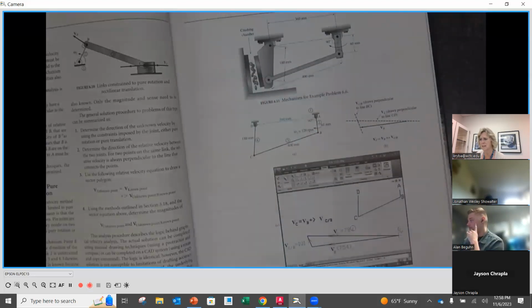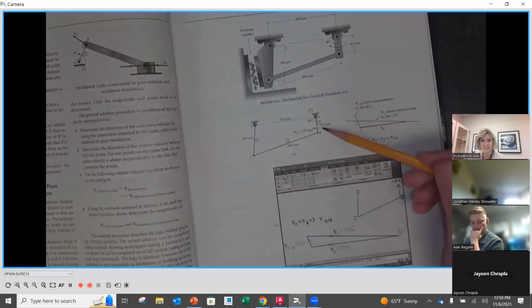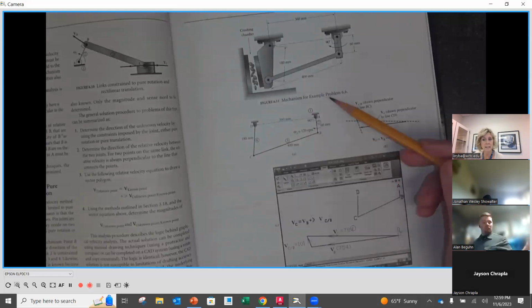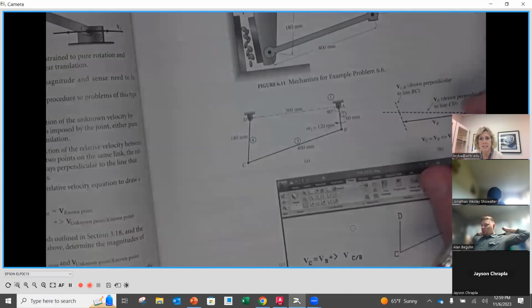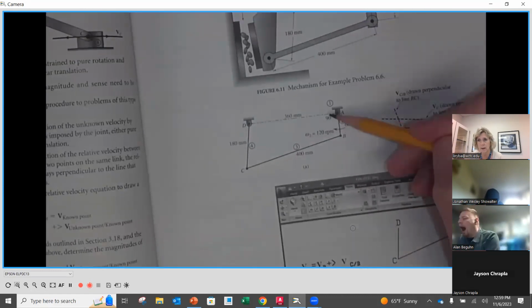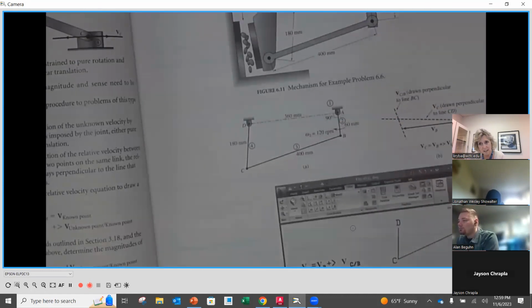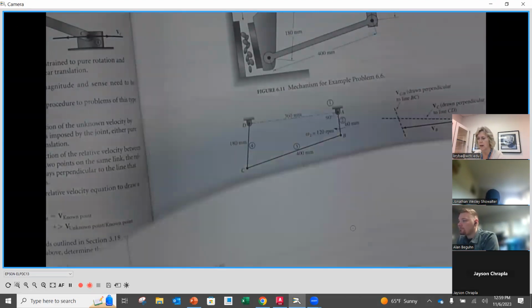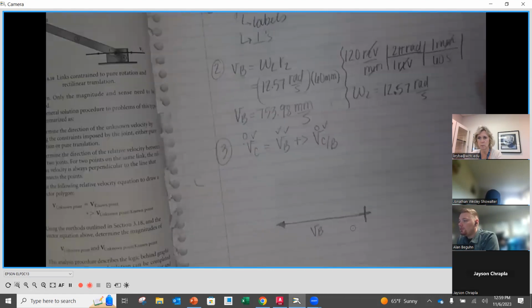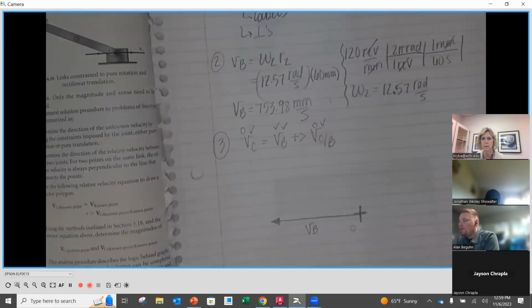So my velocity of B, I chose to go to the left. Why did I do that? Because the rotation of link number 2, that the velocity of B is on, is going in a clockwise direction. So if this were to suddenly stop, B would continue in a straight line going to the left. So that's why its direction would be definitively to the left.